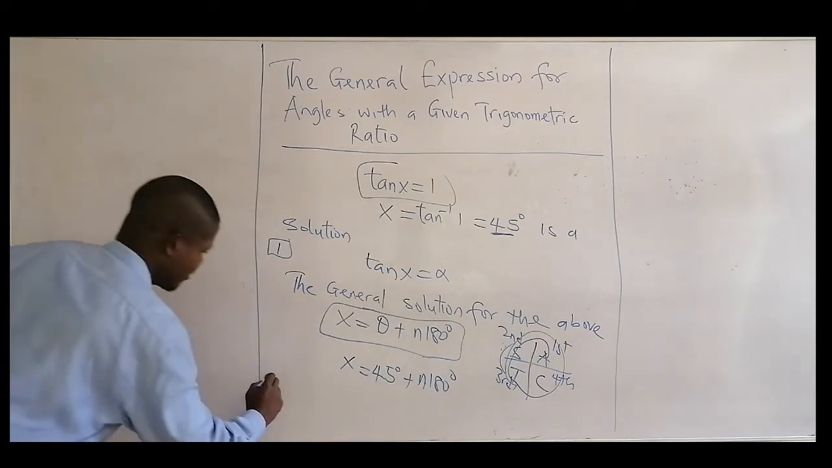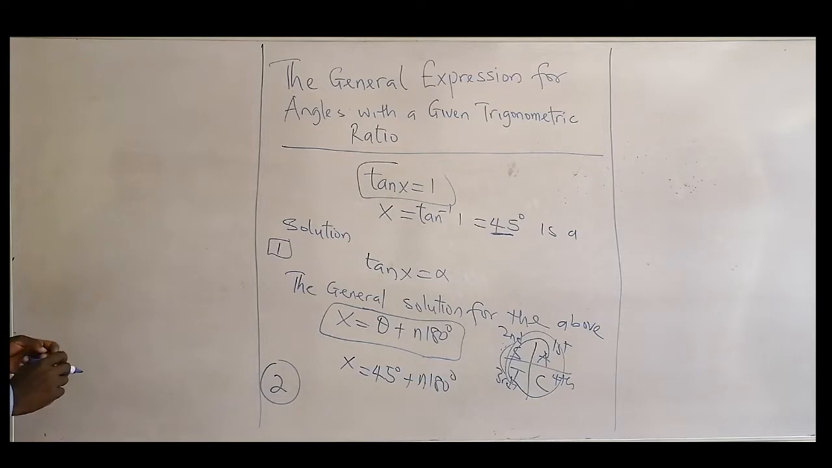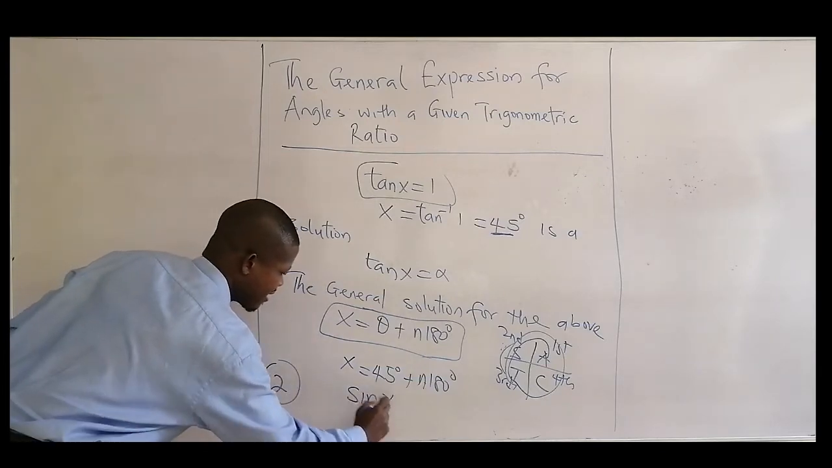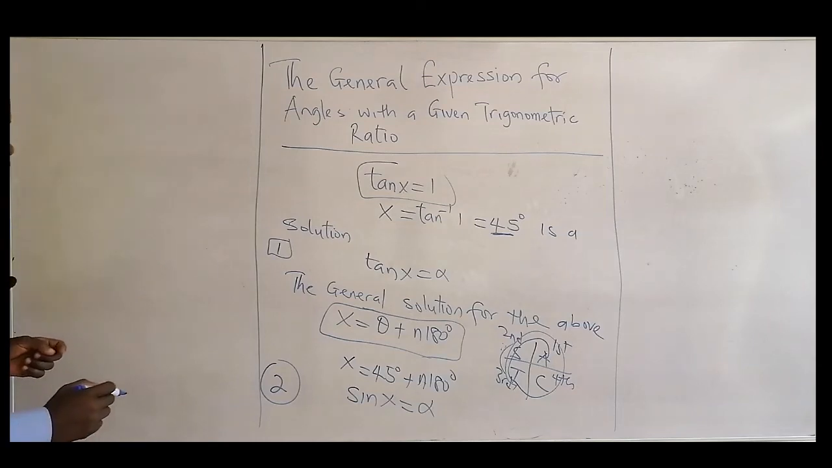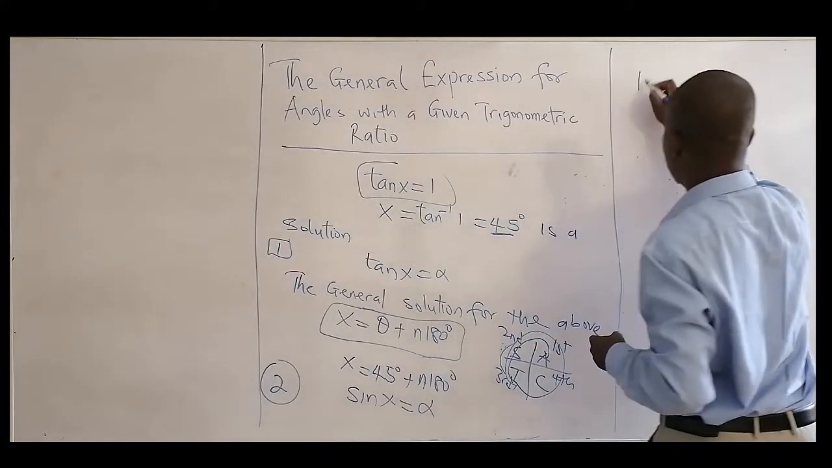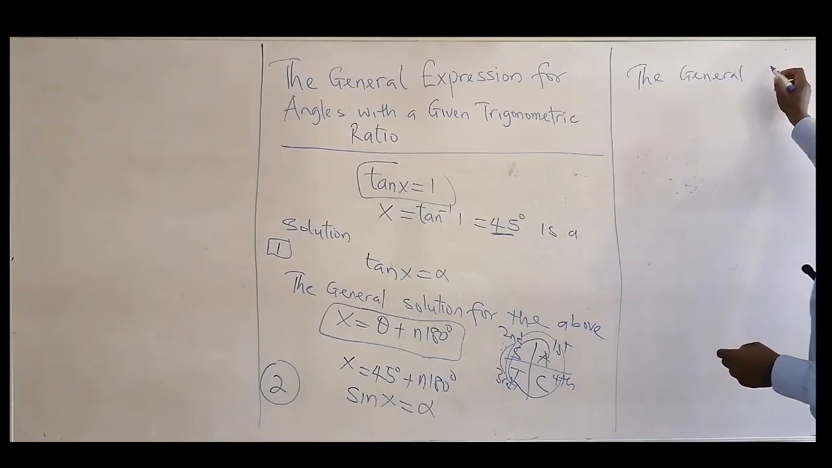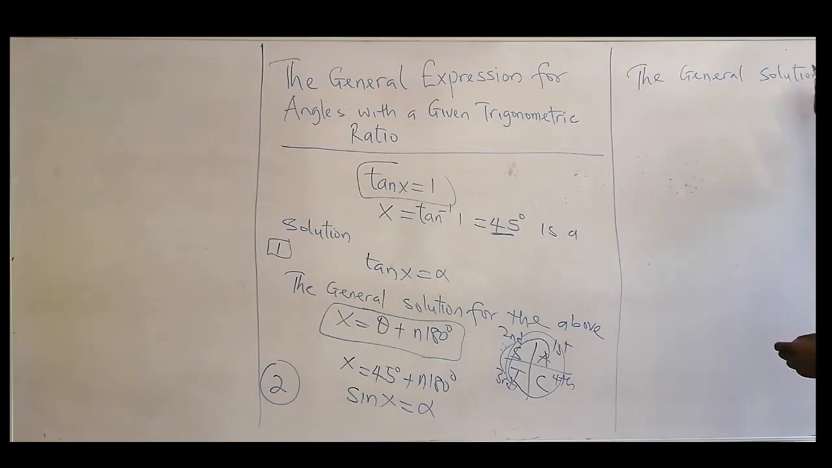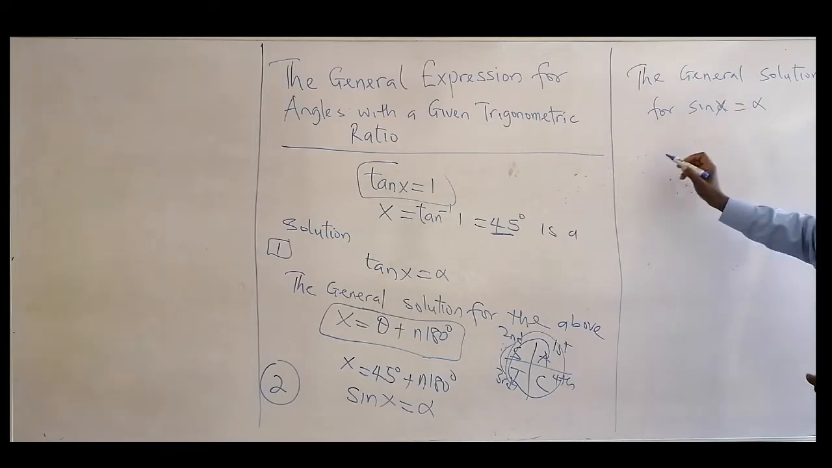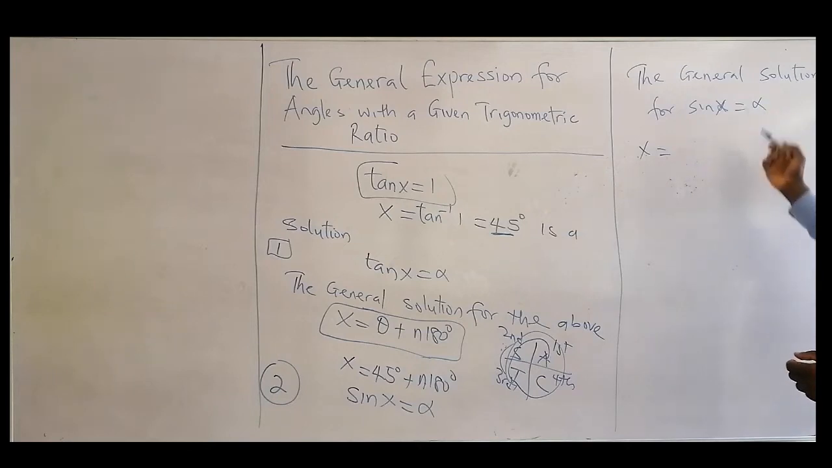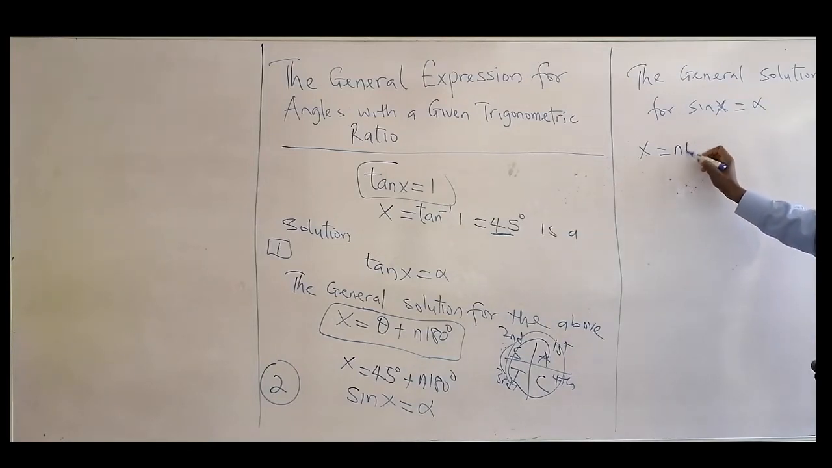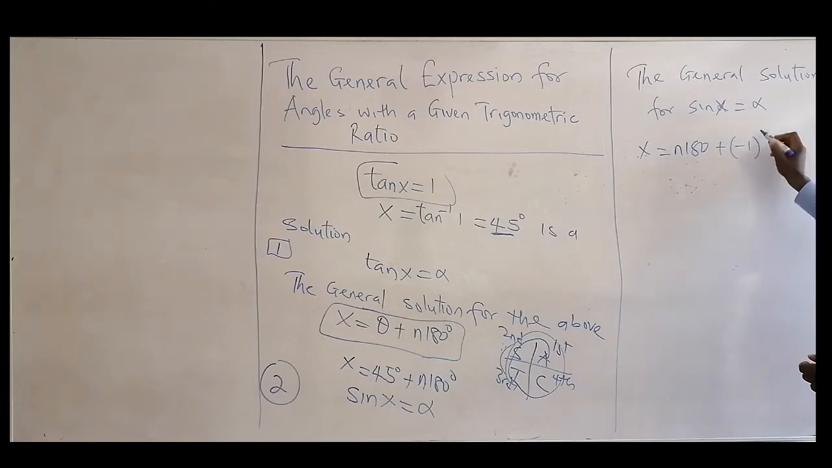Another one, for the equation sine x equal to alpha, the general solution for sine x equal to alpha will be x equal to n 180 plus minus 1 to power n, and then your theta. So that is the general solution for sine.